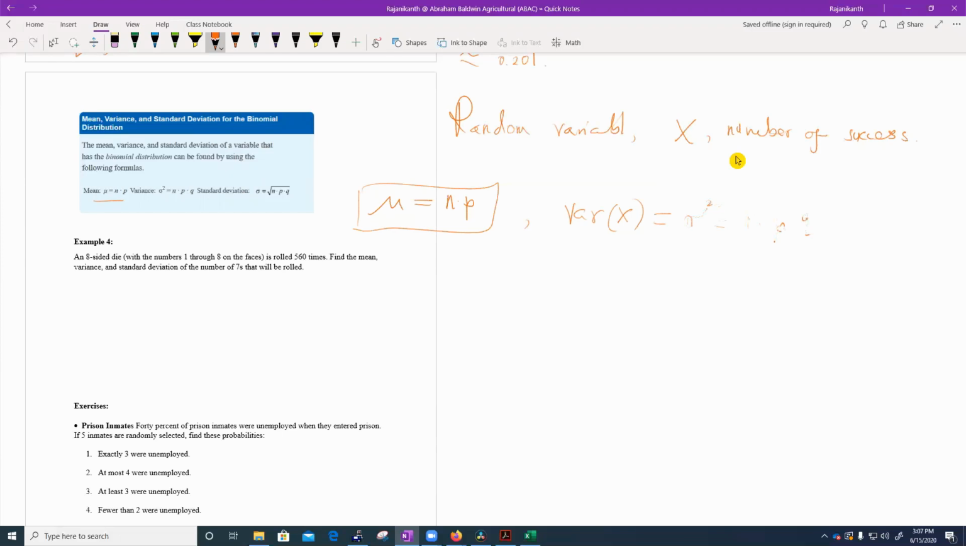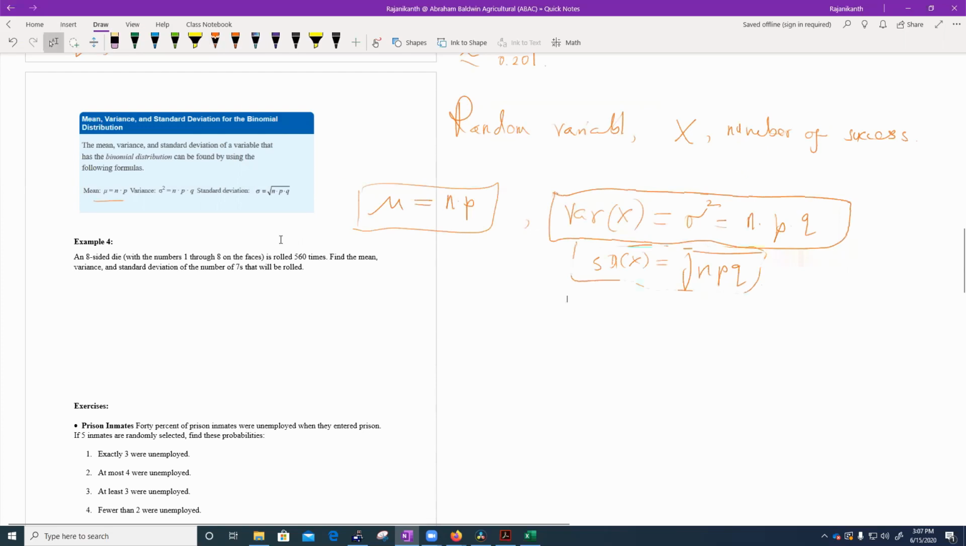When you are given a problem, you will know about n, p, and q. Simply multiply those three, you will get the variance. Once you have the variance answer, now we know how to find the standard deviation of x. So that is simply the square root of your variance answer in p q. So these are the three formulas we use under binomial distribution.